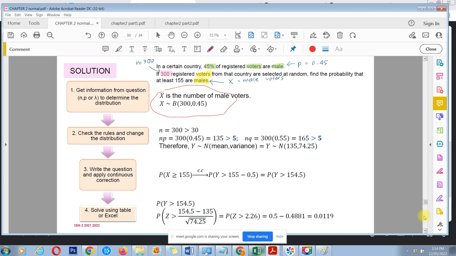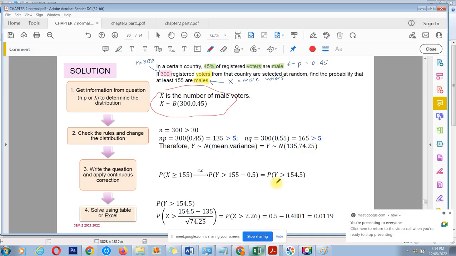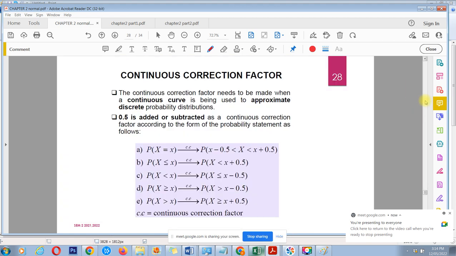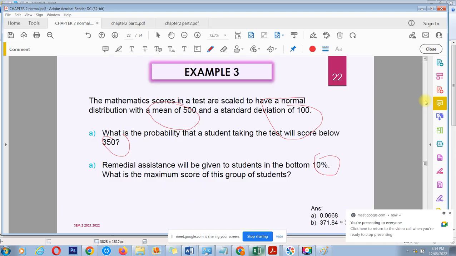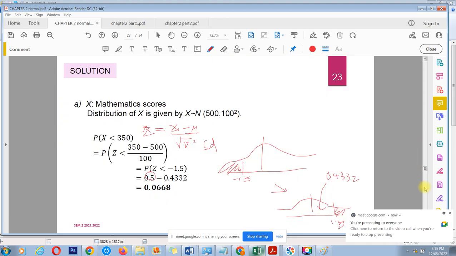Standard deviation is 74.25. Where does this number come from? We have this variance. The basic one is NP. NP is variance. You remember, in this chapter we want the standard deviation.